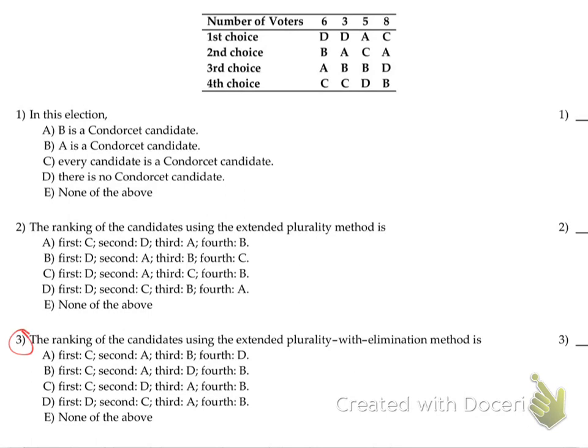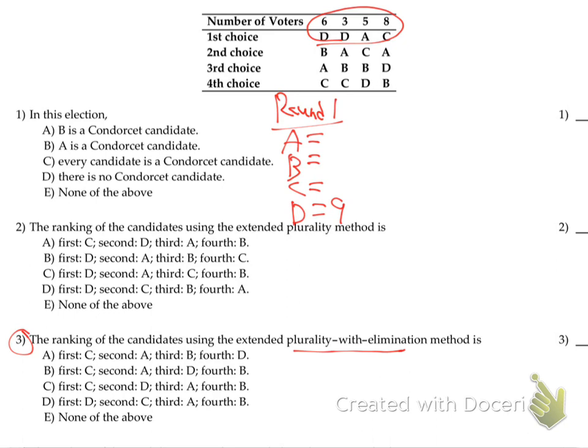So, question 3, extended plurality with elimination. That's where we eliminate the low guys. So again, round 1. It's all first place votes. Round 1, we had A, B, C, D. And what was it again? D was 9, C was 8, A was 5, and B didn't get any. So B is out. So B's going to be last place.